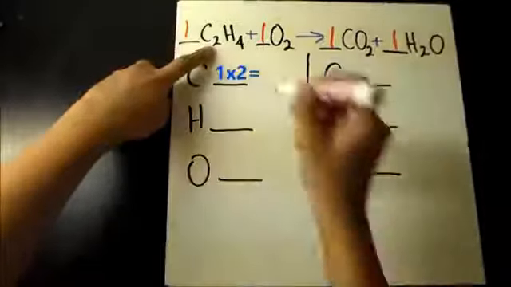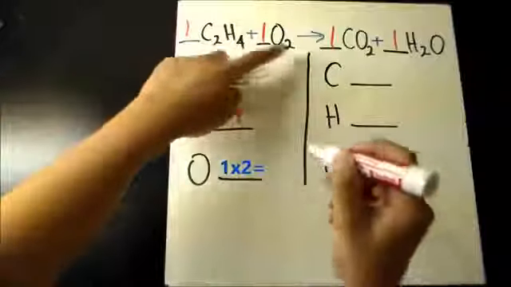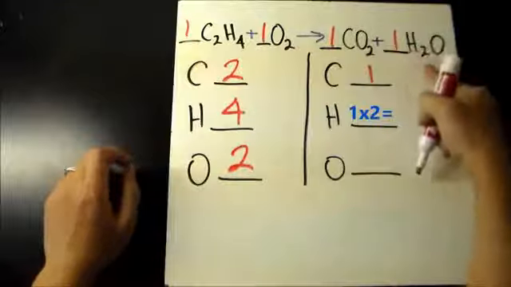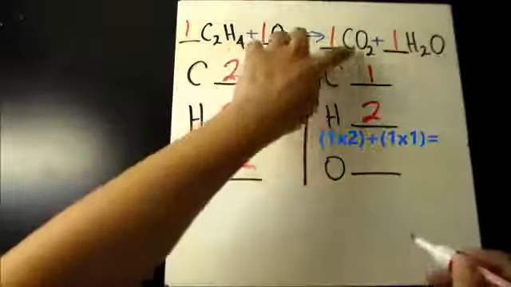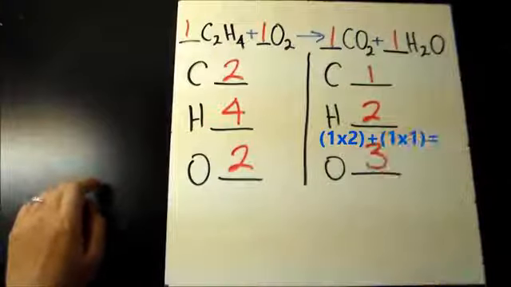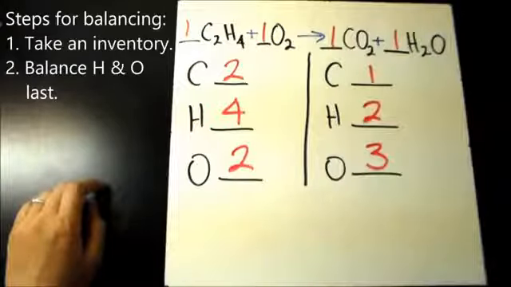On the reactant side, there are 1 times 2 equals 2 carbons, 1 times 4 equals 4 hydrogens, and 1 times 2 equals 2 oxygens. On the product side, there are 1 times 1 equals 1 carbon, and 1 times 2 equals 2 hydrogens. Oxygen is in 2 different compounds, so there are 2 oxygens from CO2 and 1 oxygen from H2O, giving a total of 3 oxygens on the right-hand side. Step 2 states that you should always balance hydrogen and oxygen last, so let's focus on carbon first.